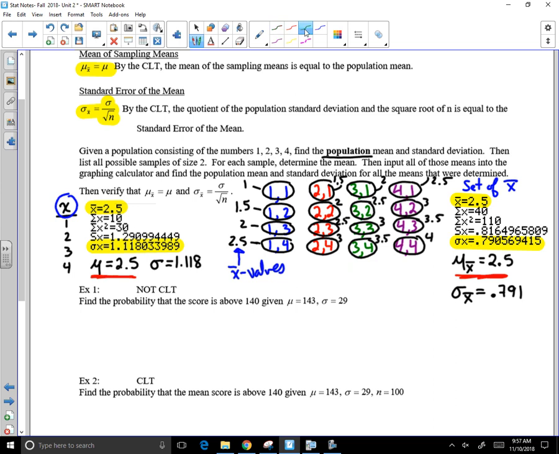sigma sub x bar would be equal to the population standard deviation divided by the square root of n, you get the same number without doing any of that work. So my population standard deviation was about 1.118. The n represents the number of items in each sample. All right? So this would be a sample of size 2, so that's my n.